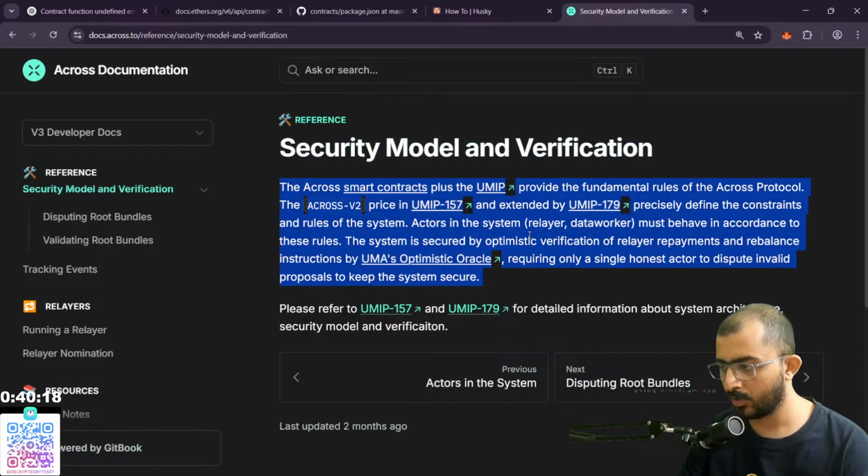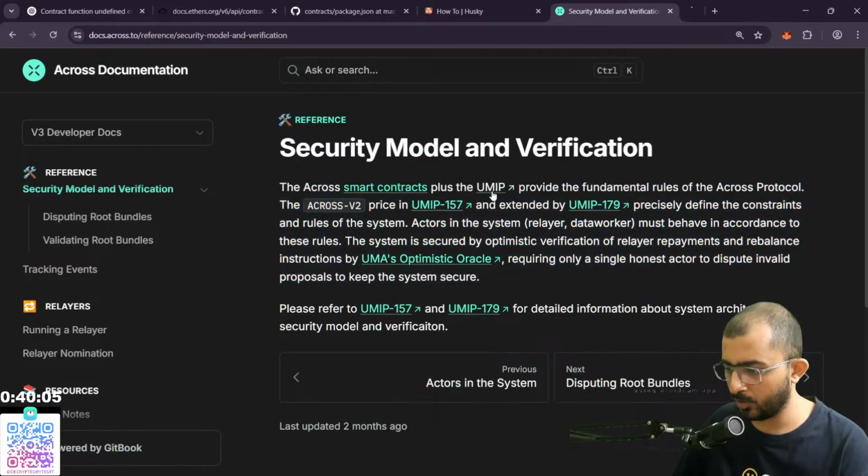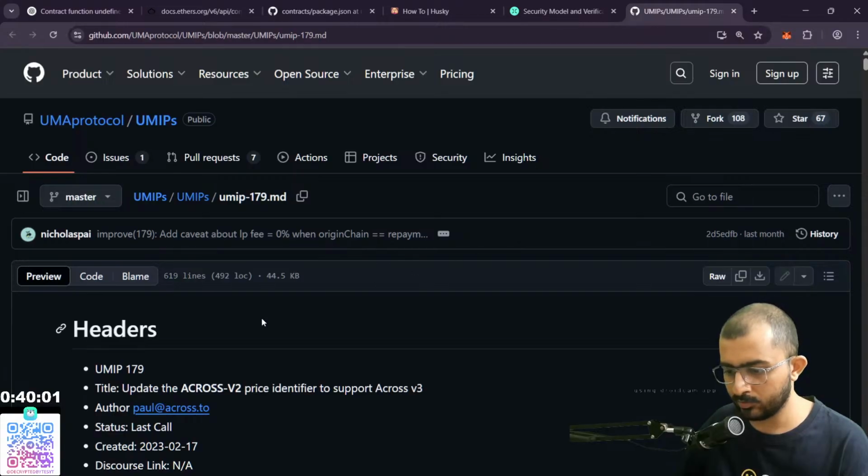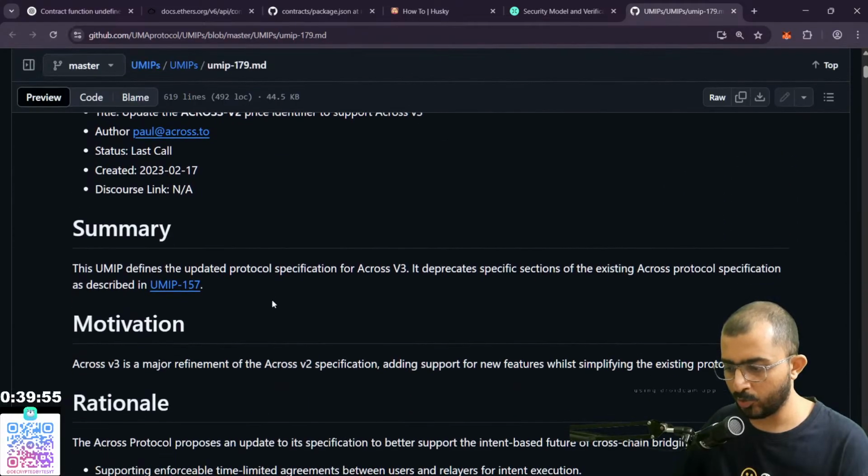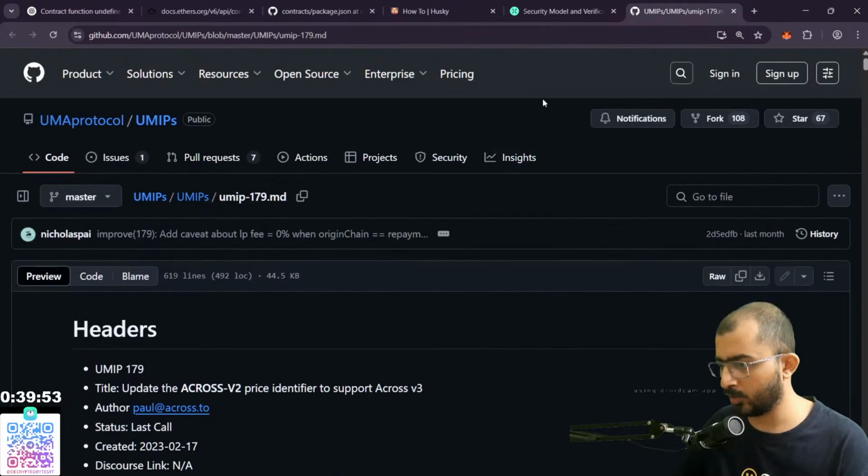The Across smart contracts plus the UMIP provide the fundamental rules for the Across protocol. What is UMIP? Okay, UMA improvement proposals, I think.